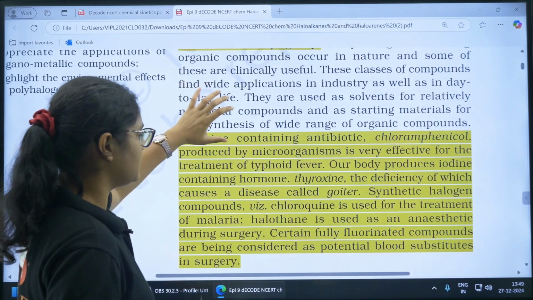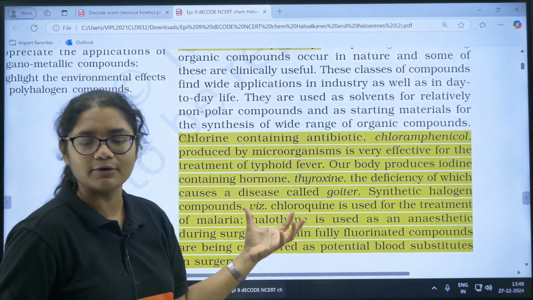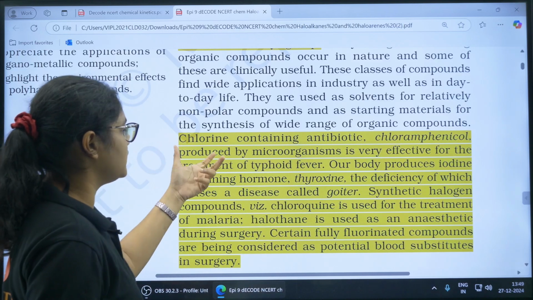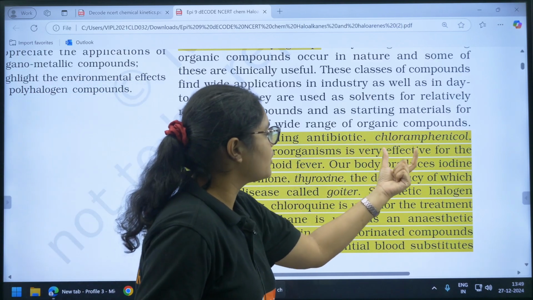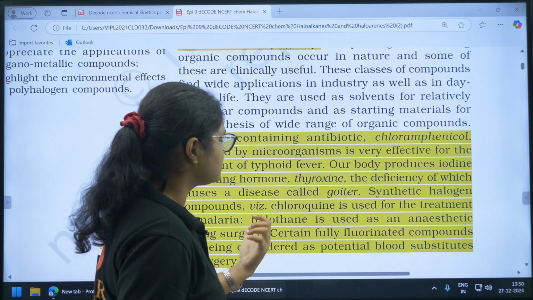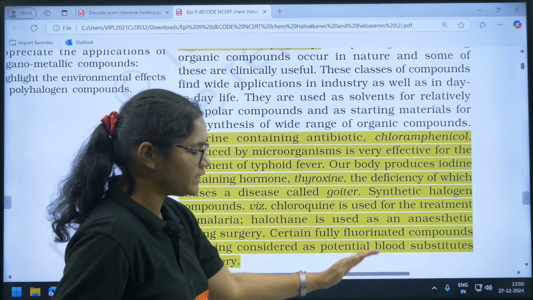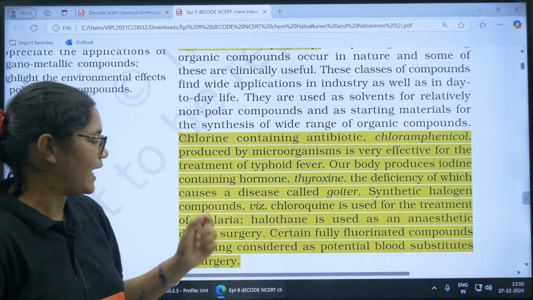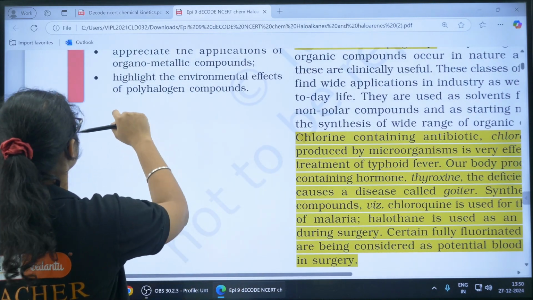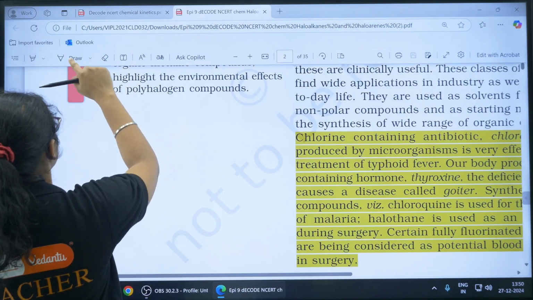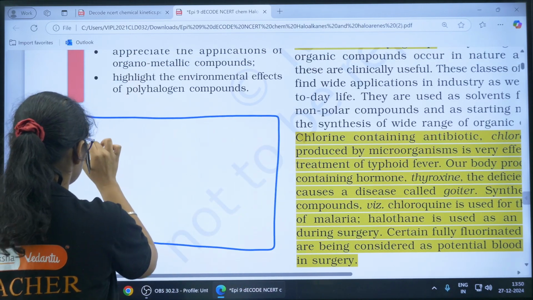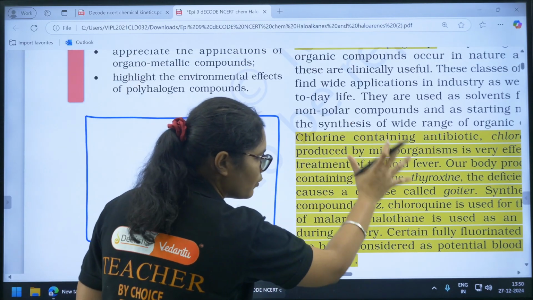The next part is very important, where the uses of different haloalkanes in our daily life are given. For example, chlorine is used in the antibiotic chloramphenicol, produced by microorganisms, okay? Thyroxine, what is the use? Goiter. So please read this paragraph, different uses are there, and what you can do is make a table here, okay? Use this space and just note this down, because it is not easy every time to read the whole paragraph, okay?